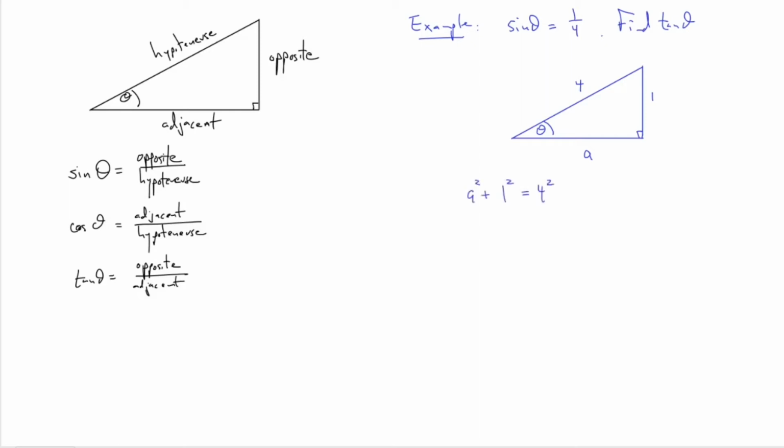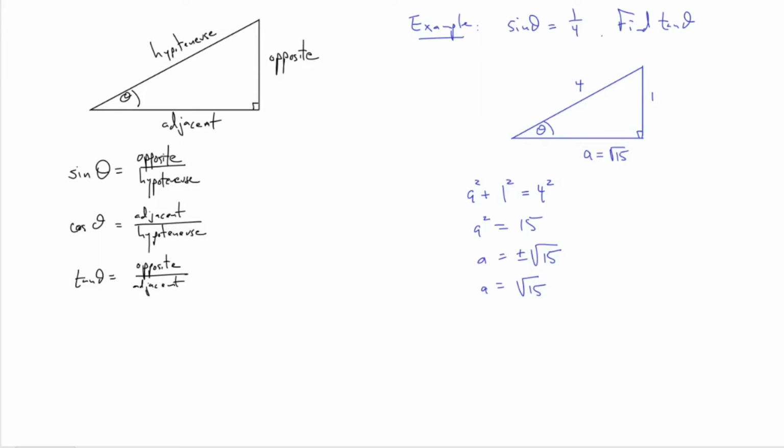The Pythagorean theorem tells us that a squared plus 1 squared is equal to 4 squared, which gives us that a squared is equal to 15, since 4 squared is 16 and we're subtracting 1 squared, which is 1. If we're careful with the algebra, that tells us that a is either positive or negative square root of 15, but a is a length, so it certainly can't be negative, and that tells us that a is the square root of 15.